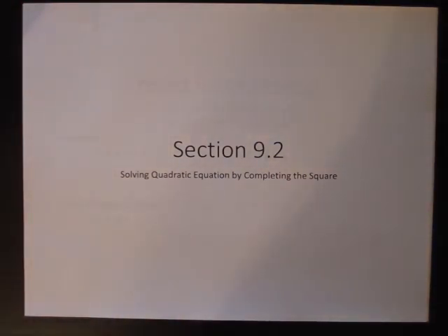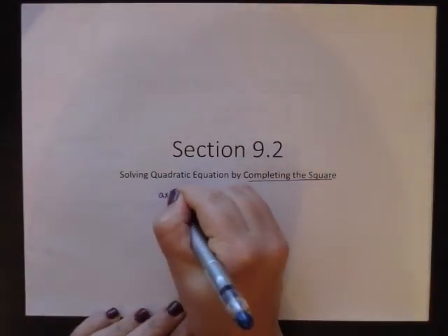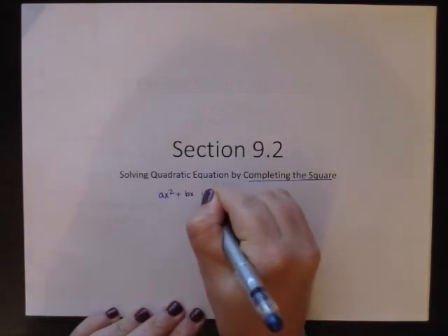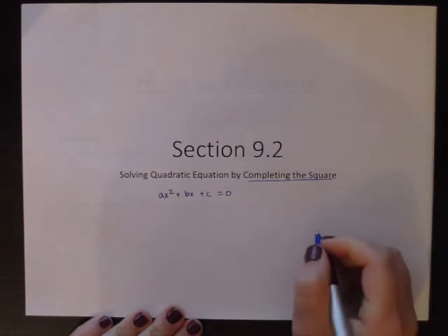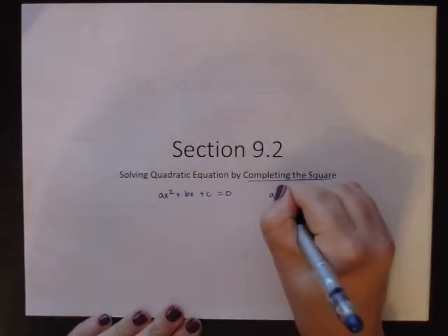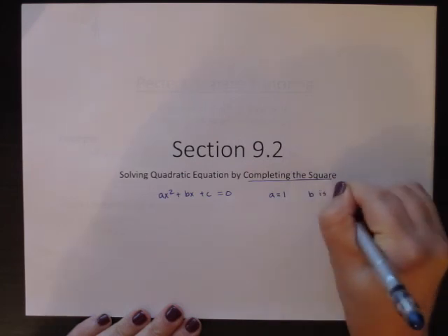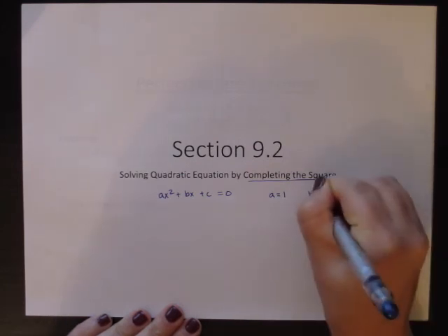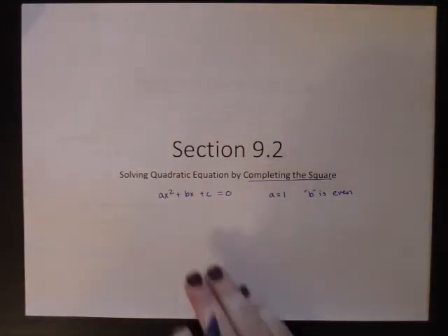Alright guys, so now we have 9.2, so we're going to be solving the quadratic equation by completing the square. So remember, a quadratic equation is ax squared plus bx plus c equals 0. That's how we know we're going to solve it. And when we're completing the square, our a is going to equal 1 most of the time, and our b is even. There will be times where a doesn't equal 1, but I'll show you how that works in just a little bit.